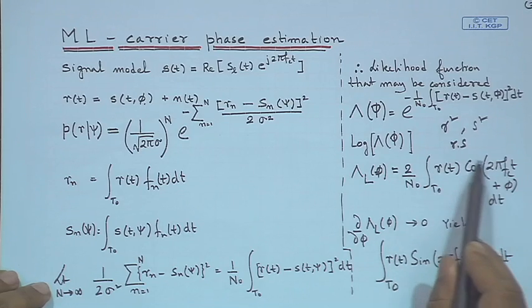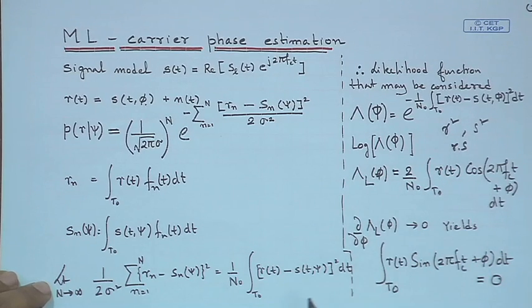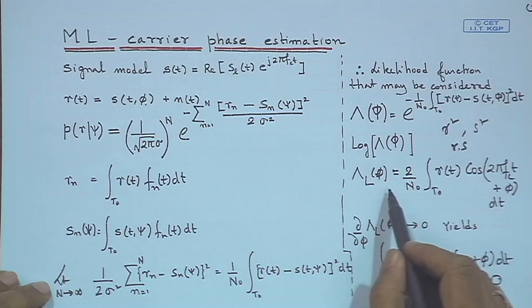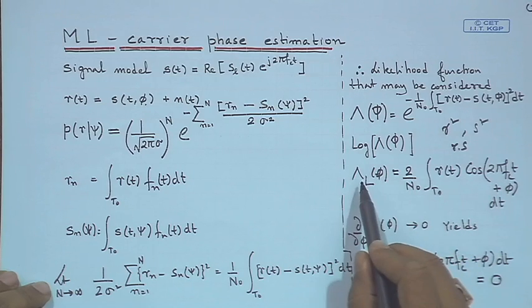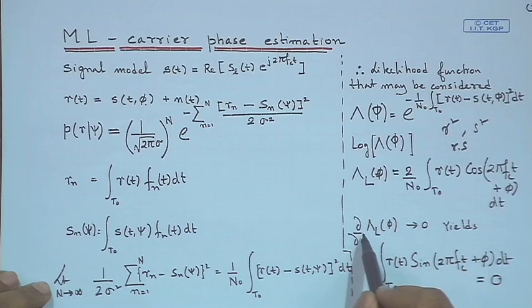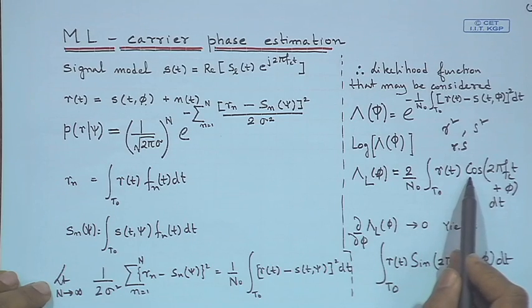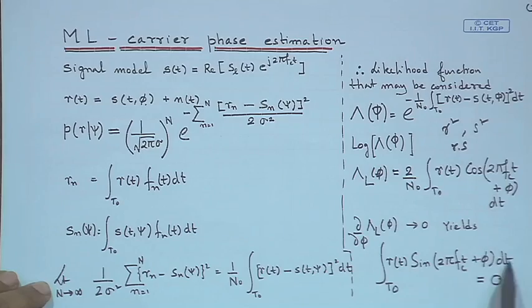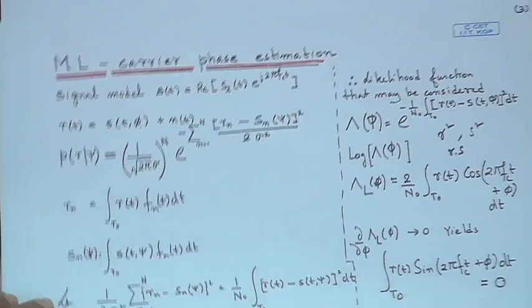So, when you take this expression, the log likelihood function, the way to find the phase is to take the derivative of the log likelihood function with respect to the phase, set it to 0, and get the solution. That means the derivative, which is integrated over the period t0 of R(t), when you take the derivative of this, cos becomes a sine, and you get the expression which looks like this.